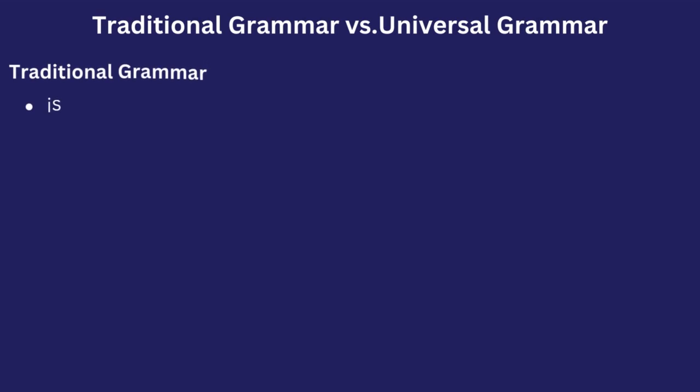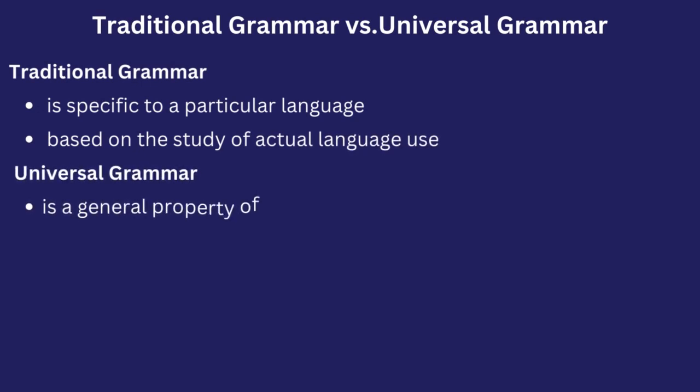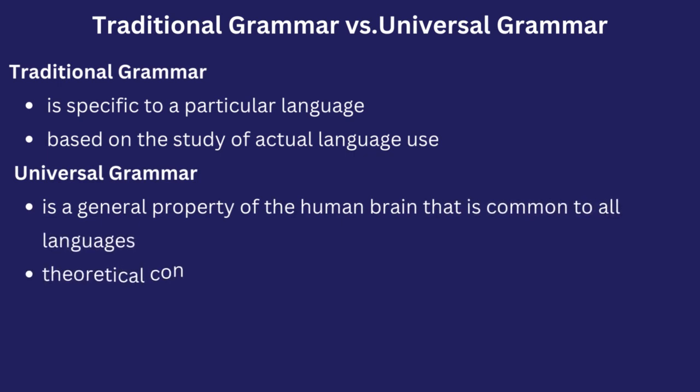The difference between traditional and universal grammar. The most important difference is that traditional grammar is specific to a particular kind of language, while universal grammar is thought to be a general property of the human brain that is common to all languages.